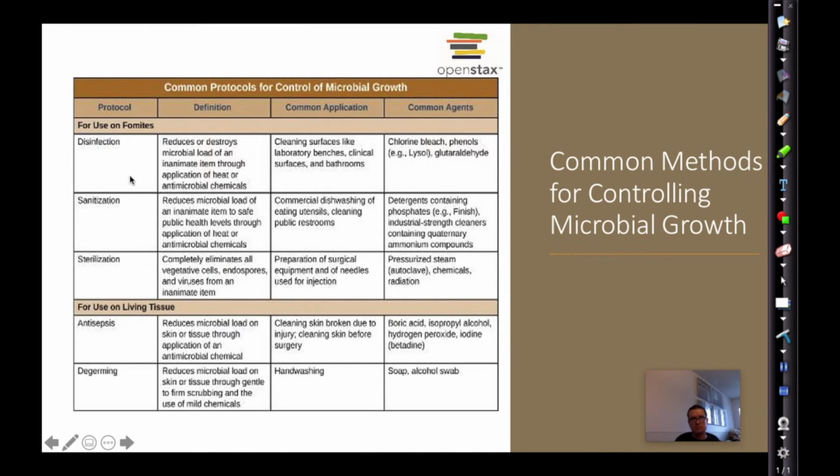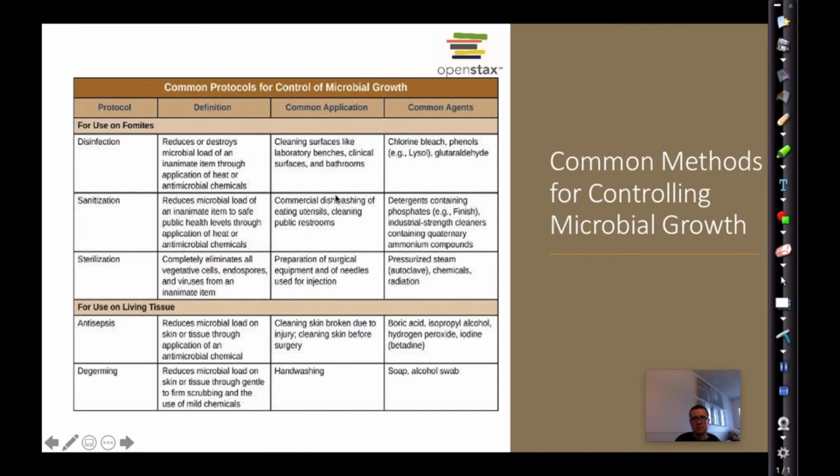So some more terms. Do know the difference between disinfection, sanitization, and sterilization. So sterilization is eliminating all the cells, endospores, and viruses. So there's no microbial load there. Sanitization reduces, and then disinfection reduces or destroys.